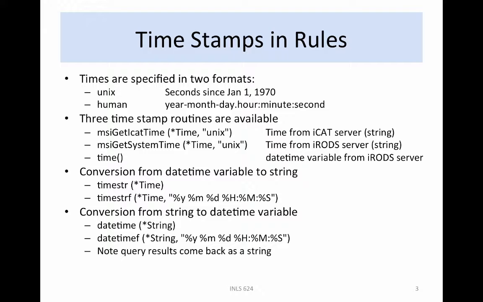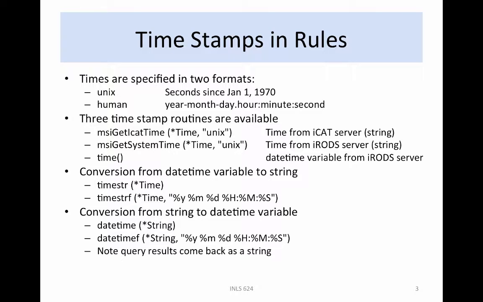The iRODS data grid supports three routines for getting the current date and time. msiGetIcatTime(*time, "unix") gets the date and time from the ICAT server and returns the Unix format in the workflow variable *time. If the parameter unix is replaced with human, then the date and time is returned in the human format.